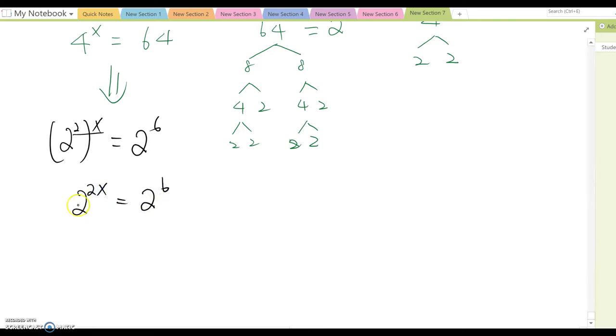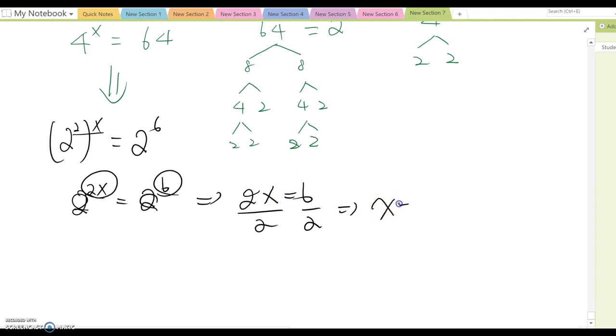As you see, the base is the same here. Then the exponents must be equal to each other. So 2x equal to 6, and divide by 2, then x equal 3.